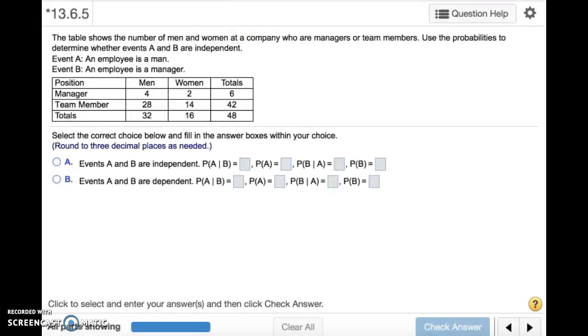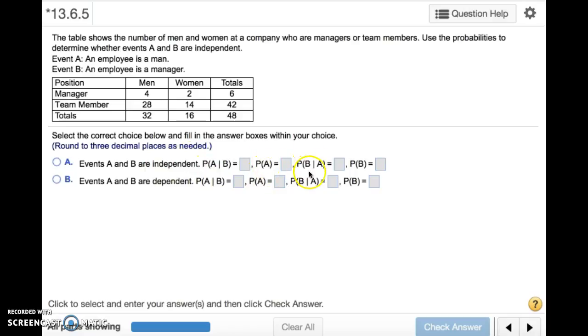All right, so this example says the table contains the number of men and women at a company who are managers or team members. Use the probabilities to determine whether events A and B are independent. A says we have a man, and B says that that person is a manager. So what we need to do to test to see if being a man is independent of being a manager is this test down here.